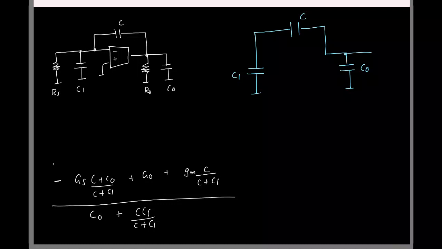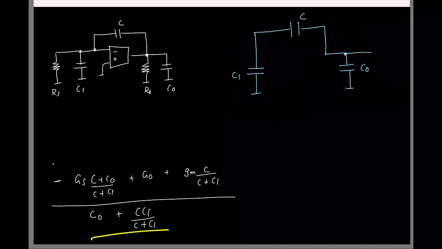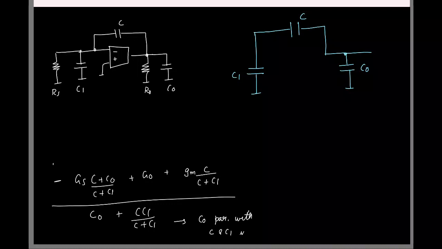So at the output node, what is the effective capacitance you have from here to ground? C0 plus the series combination of these two, right? So that is basically what you have here. What you have here is C0, which is in parallel with C and C1 in series. Okay. So now the denominator term makes sense.